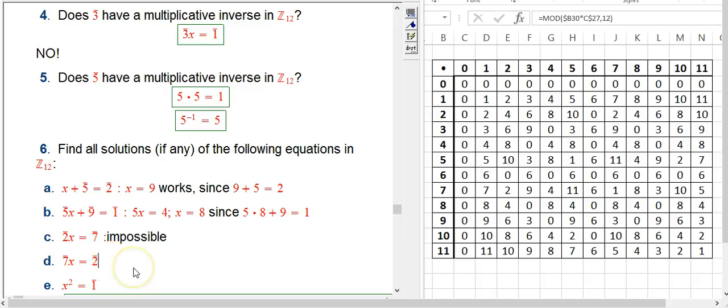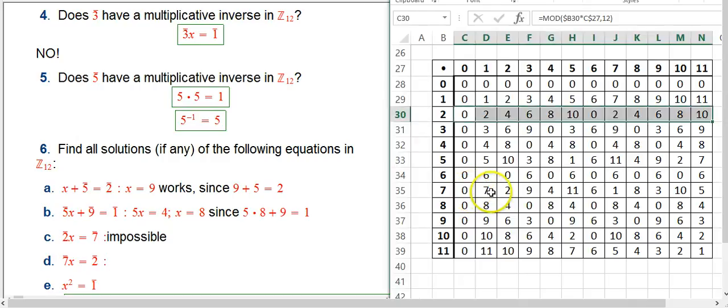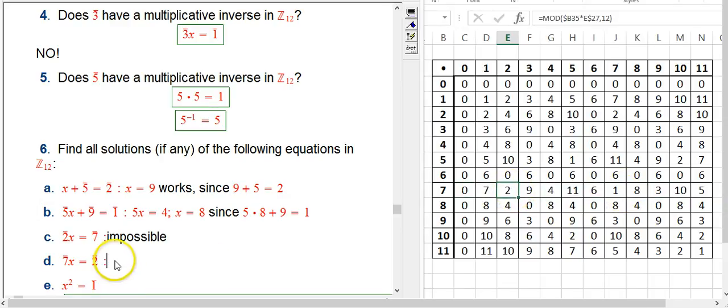7x equals 2. Well, we might think that's just going to be equally impossible, but let's look at the 7 row. The 7 row is more interesting. That doesn't seem to have quite as predictable a pattern, and in particular, a 2 does appear right here. Aha, right, 7 times 2 is 14. Reduce it mod 12, you get 2. So here, x equals 2, and it's unique. There's only one solution.